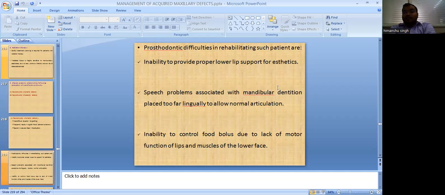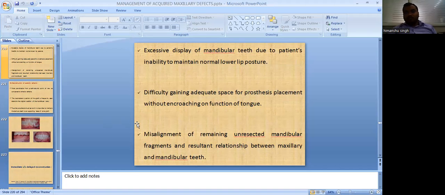Prosthodontic difficulties in rehabilitating such patients are inability to provide proper lower lip support for aesthetics, speech problems associated with mandibular dentition placed too far lingually to allow normal articulation, inability to control food bolus due to lack of motor function of lips and muscles of the lower face, excessive display of mandibular teeth due to the patient's inability to maintain normal lower lip posture, difficulty gaining adequate space for prosthesis placement without encroaching on function of the tongue, and misalignment of remaining unresected mandibular fragments and the resultant relationship between maxillary and mandibular teeth.